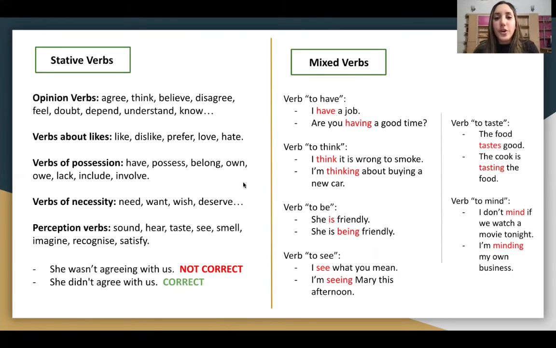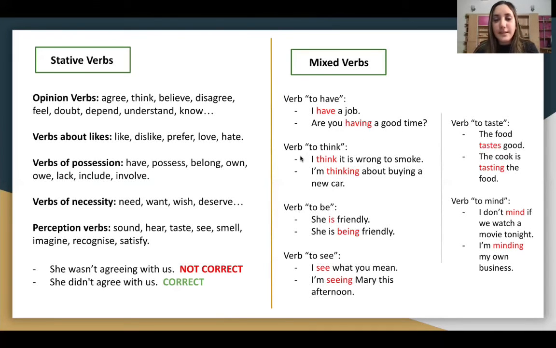So, we already know which are the verbs that cannot be used continuously, but there is always an exception, and these are the mixed verbs. They are verbs that can be used as stative verbs, but also as dynamic verbs. What I mean by this: for example, I have a job. It is a stative verb that refers to possession. But also, we can use that verb to say, are you having a good time? Now, can you see the difference?